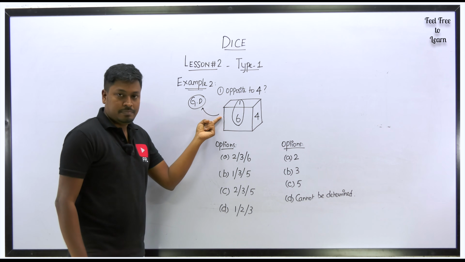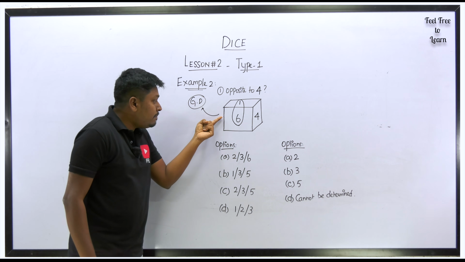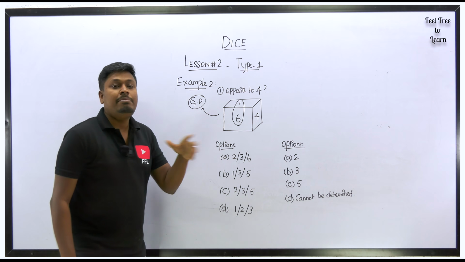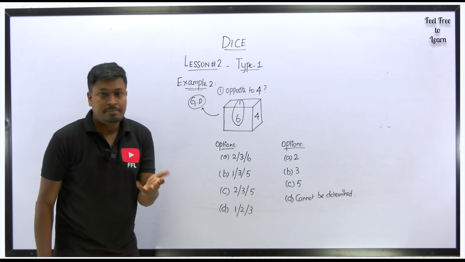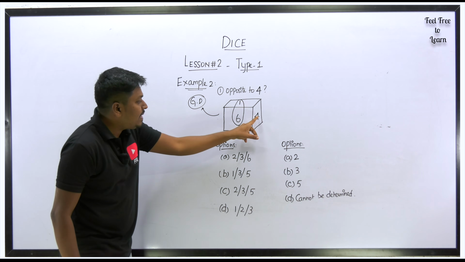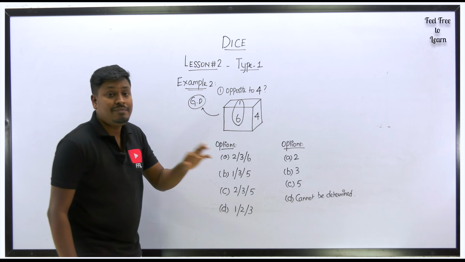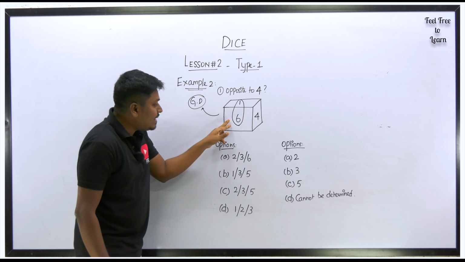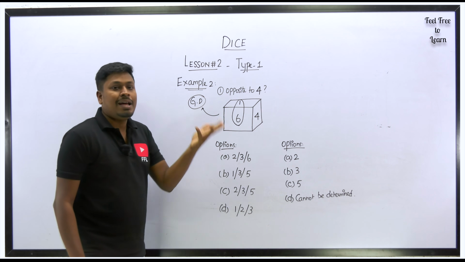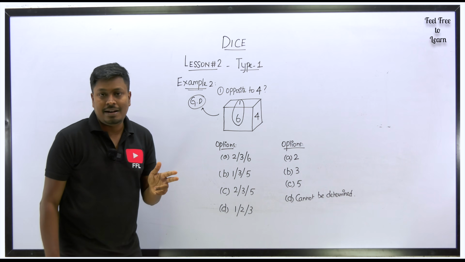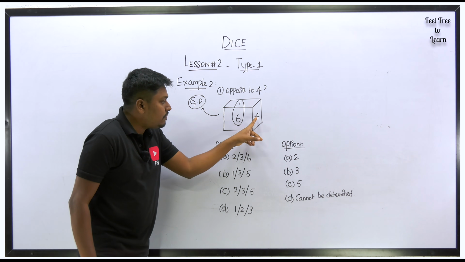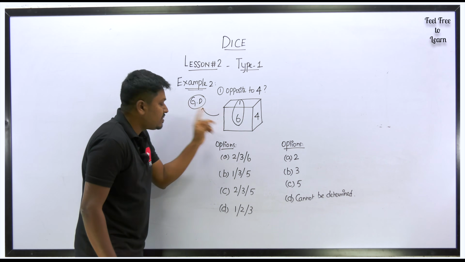It can be 2, or else this can be 3, or else this can be 5. Anything is possible. Because if it is a standard dice, we can say that the opposite faces total will be 7. But if it is a general dice, the number will be collapsed. We can't predict the number directly. So here our target is to find what is the number which is opposite to 4.